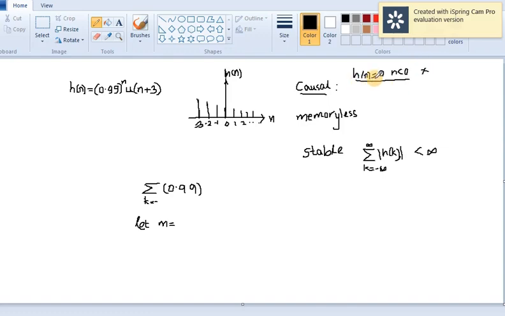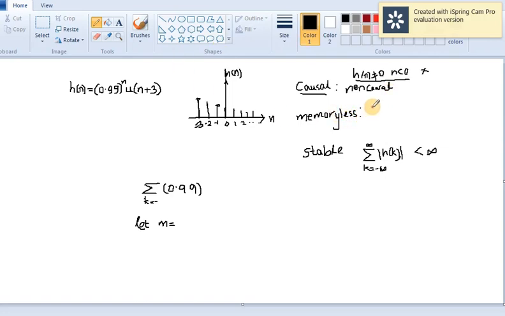So h of n is not equal to 0 for n less than 0. Like at minus 1, it is having a value, whatever it may be, it's having values on the minus side. If at least one of them is existing, then at minus 1 also, if the value was present, it could have been a non-causal system. So the conclusion is the system is non-causal. Then let's check the next property, memorylessness.